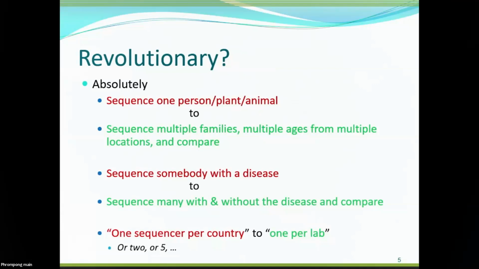We used to sequence somebody who had a disease and try and understand it. Nowadays, we can sequence entire populations. People who have a disease, people who don't have a disease, compare and contrast, and work out which particular gene is causing the disease. We used to have one sequencer for a country because one of these things was insanely expensive. We're now easily in every single lab on most universities around the world.